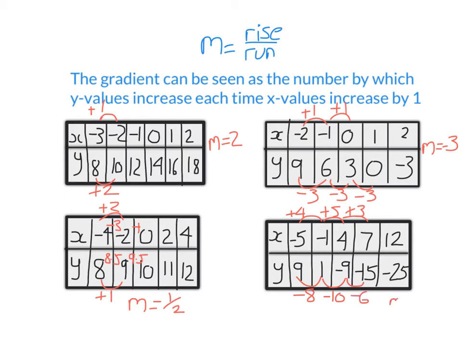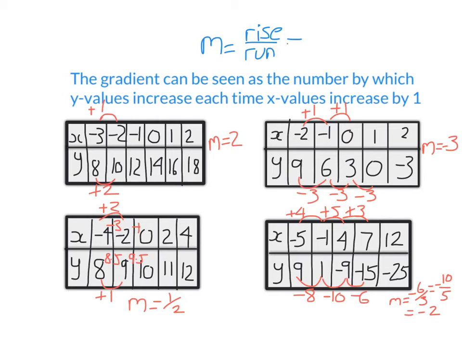So the gradient here, you can write it as minus 6 over 3, or minus 10 over 5, or even minus 8 over 4. Each time you get the same answer. Minus 6 over 3 and minus 10 over 5 are both equal to minus 2. This is saying that if x were to go up by 1, y would go down by 2 each time. And this is what this formula here means, rise over run.